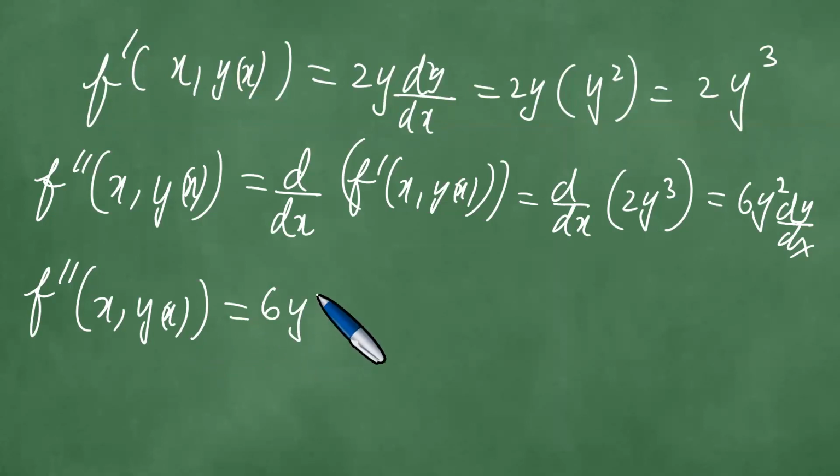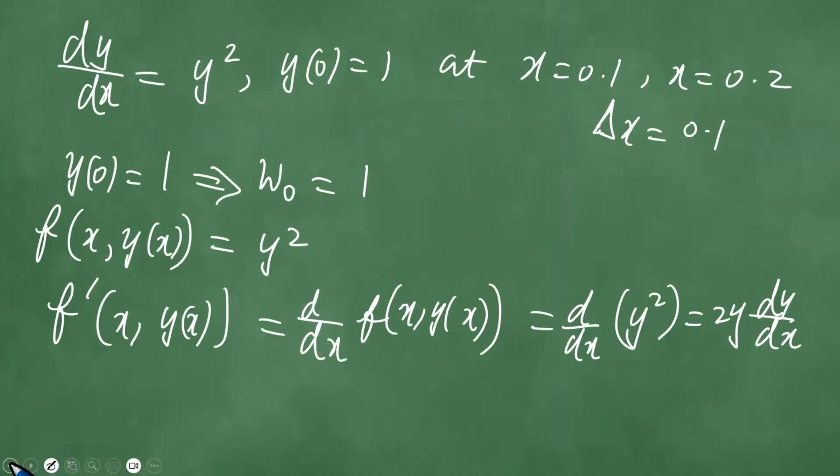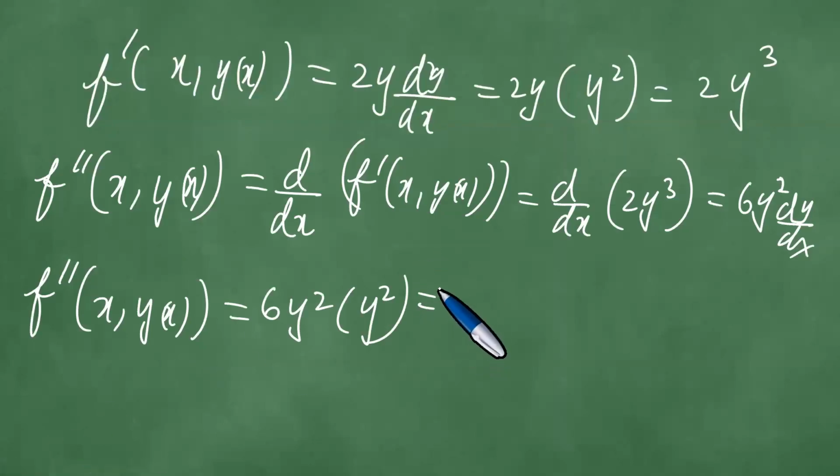So it's 6y squared. What is dy dx? Is y squared. Okay, we know that dy dx is y squared in the question. So, all right. So what is this? It is exactly 6y to the fourth power.